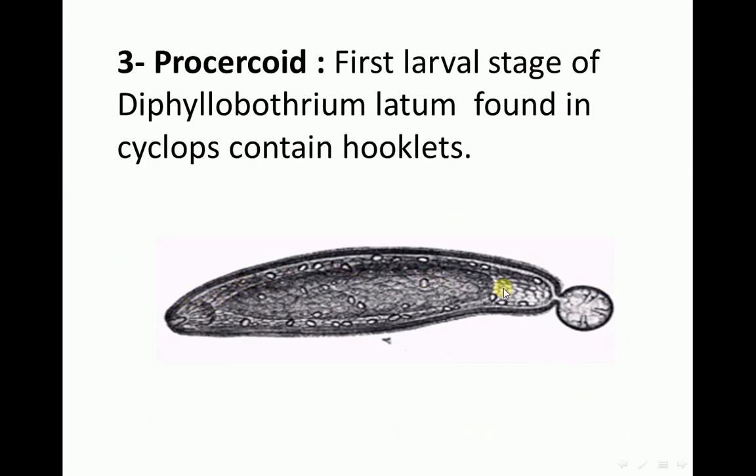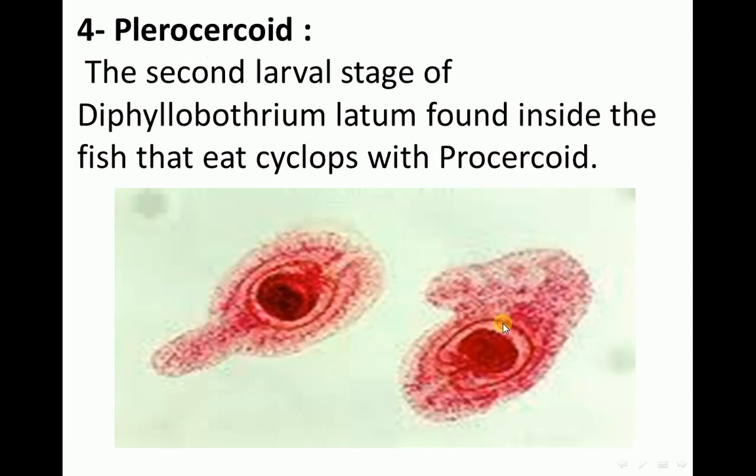Image of procercoid. The first larval stage of Diphyllobothrium latum consists of head and tail. We can see the six hooks. Image of plerocercoid, the second larval stage of this parasite. Head and tail.